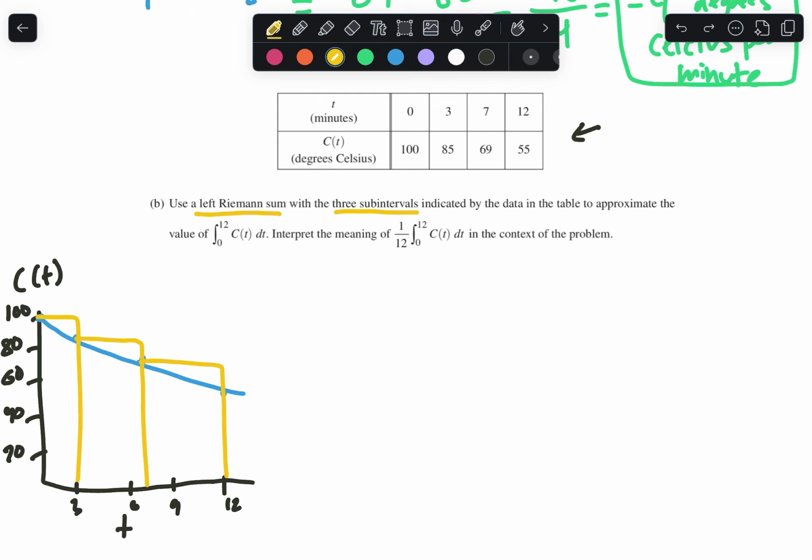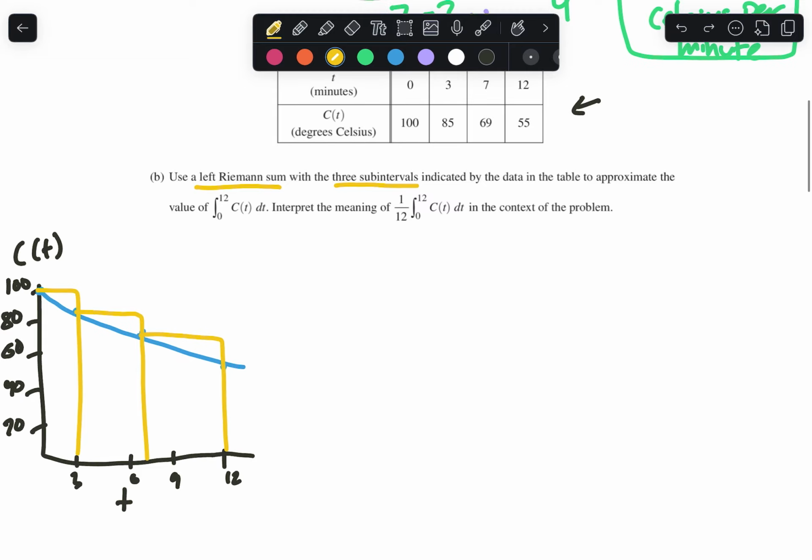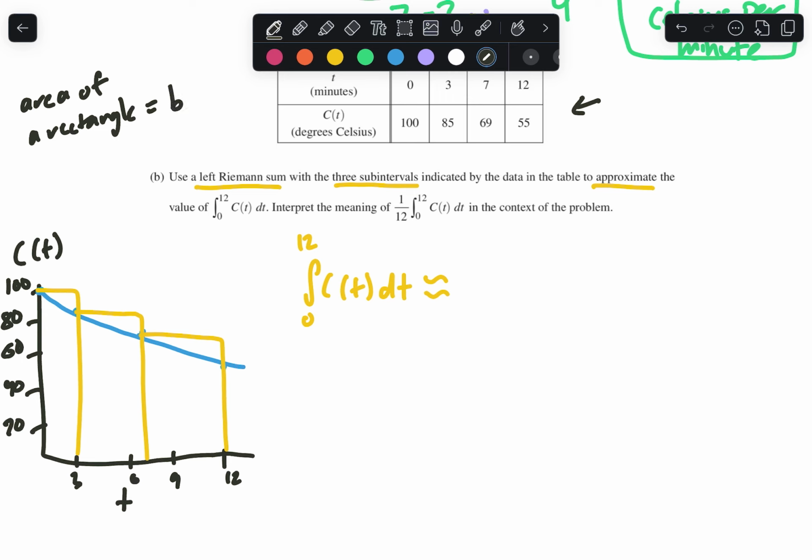Let's go ahead and add up these three rectangles to approximate the value of the integral from 0 to 12 of C(t) dt. So since it's an approximation, it's not going to be the exact value of the area under the curve. We're going to use this approximation sign. Let's go back to geometry. What is the area of a rectangle? This is one of the easier ones. It's just base times height.